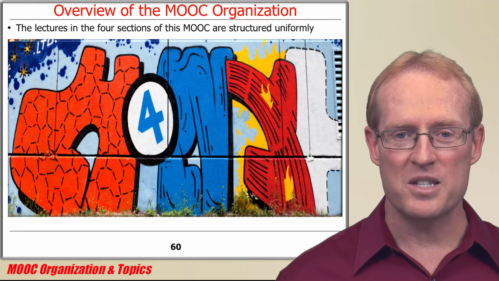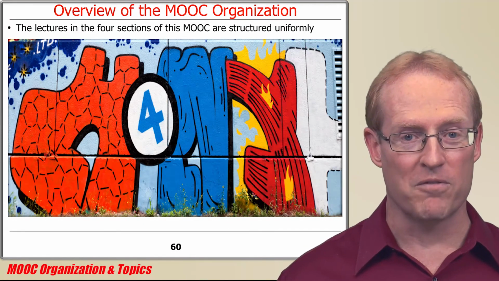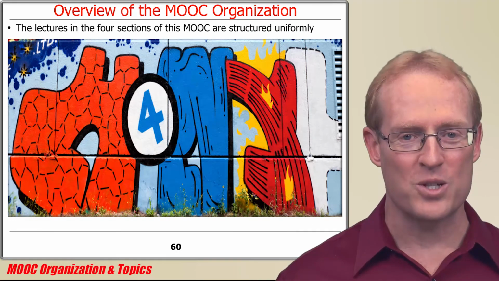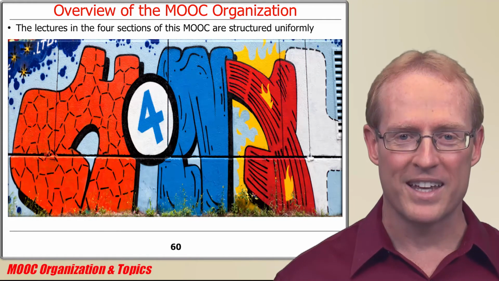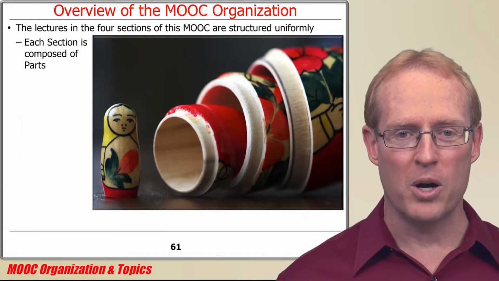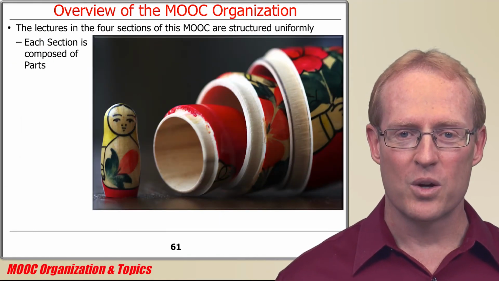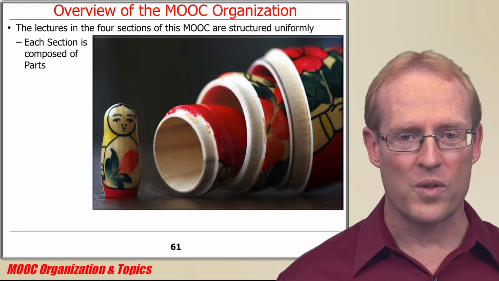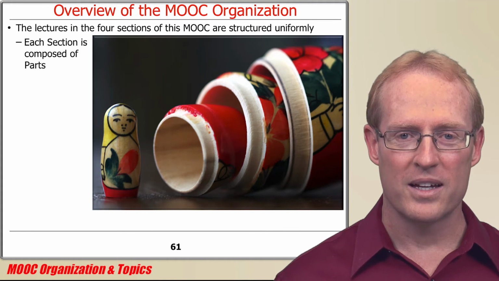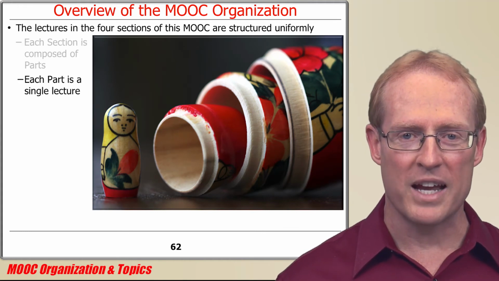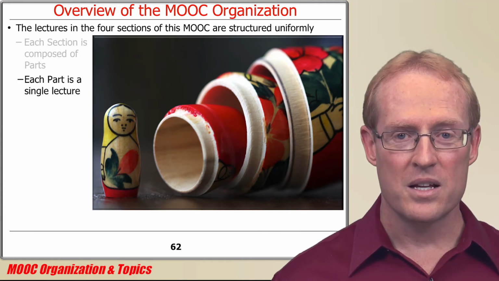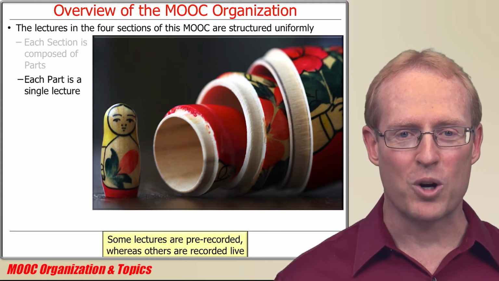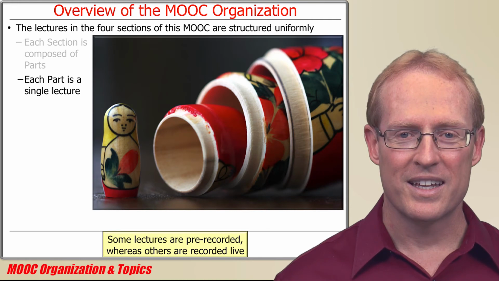Now that we've summarized the organization and contents of the 4 sections in this MOOC, we'll outline how the lectures in the sections are structured uniformly. Each section is composed of multiple parts, which cover a set of related topics, such as Java threads or the Android AsyncTask framework. Each part is presented as a single lecture. Some lectures are pre-recorded, whereas others are presented live and recorded for subsequent viewing.